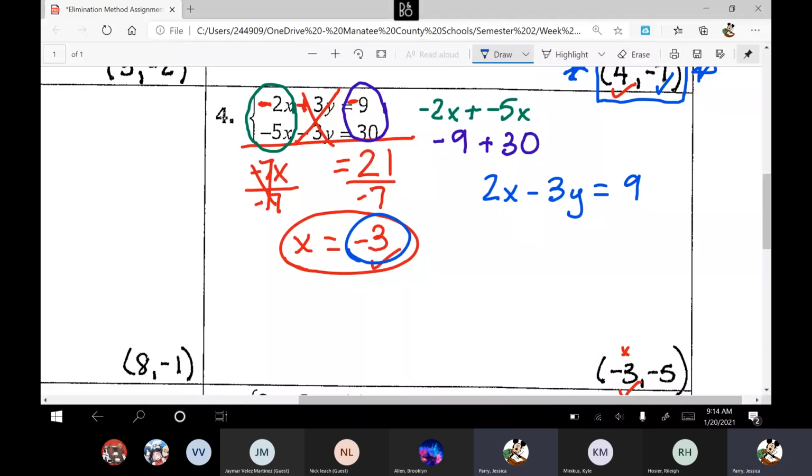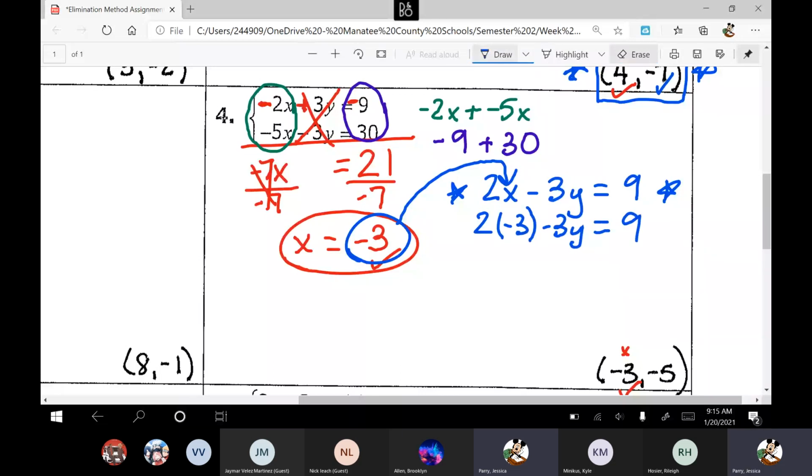Okay, now I'm going to take this negative 3, and I'm going to plug it into this equation here. Where should the negative 3 go? Into the x or into the y? Go ahead and write your answer in the chat. Perfect, good job. We're going to substitute our negative 3 into the x. So you should have 2 parentheses negative 3. And then you write down the rest of the equation.